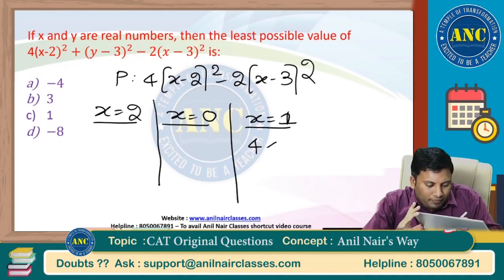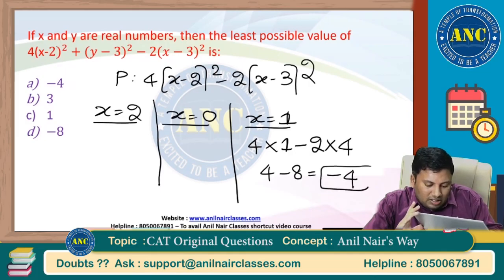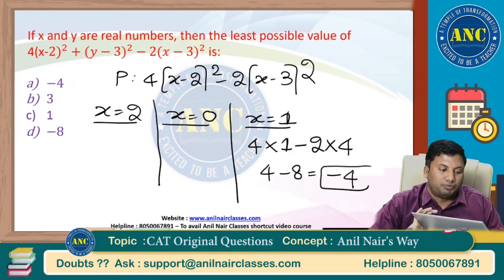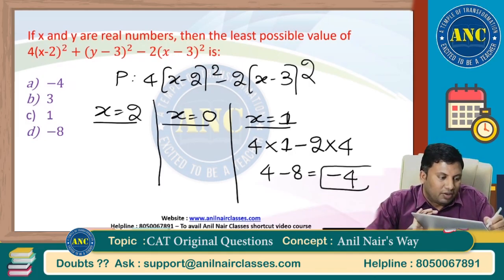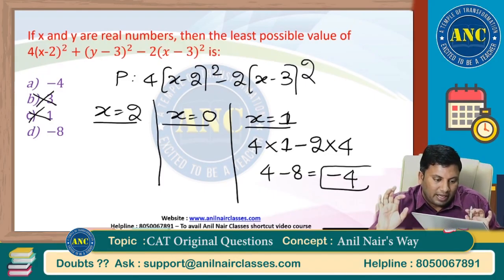4 into 1 minus 2 into 1 minus 3, minus 2 square, it is 4. 4 minus 8 is minus 4. Hey, I got minus 4. But in the options, 3 and 1 are there. If I keep minus 4, 3 and 1, the minimum value is minus 4. So 3 and 1, just by substituting x equivalent to 1, I got it.